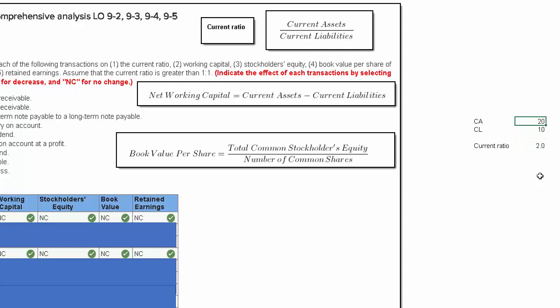Okay? So if we purchased 5 on account, if it's 5 million, 20 will become 25, right? So this will become 25, and current liabilities will become 15. Now remember, we started at 2, and what happens? Because we increase the current assets and the current liabilities equally, and because they told us we started at a ratio of greater than 1 to 1, mathematically the current ratio would have to drop. And that's why current ratio goes down.